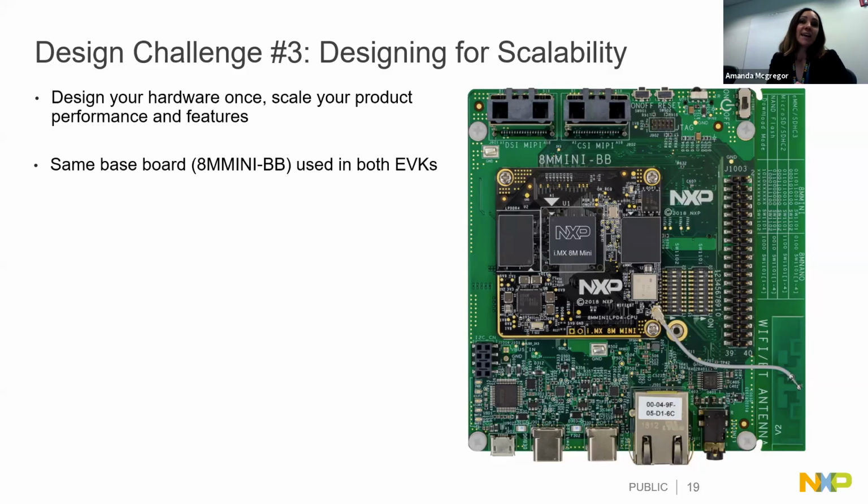In our EVKs that we sell, we use the same baseboard for both the 8M Mini and the 8M Nano. It's a 2-board approach. We have a baseboard and a compute module. The only thing that's different between the two is the compute module, and the only thing different on the compute module is the DDR type, and the slight change in the PMIC, and that is it.